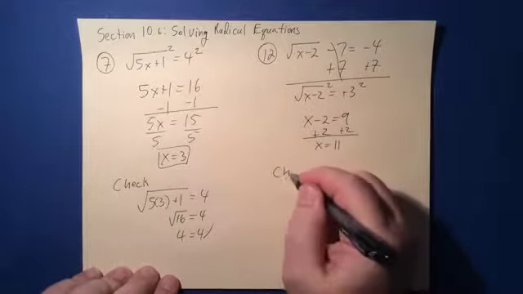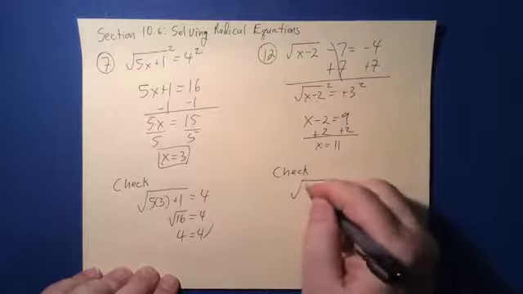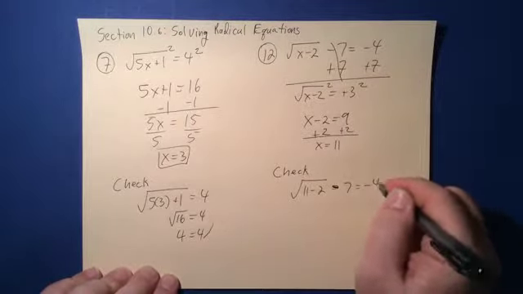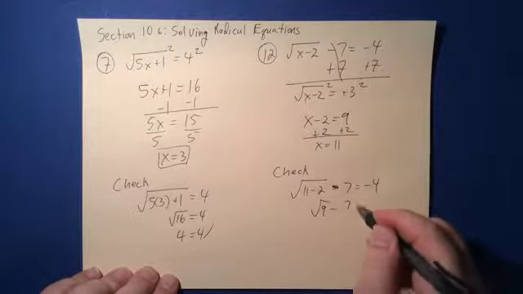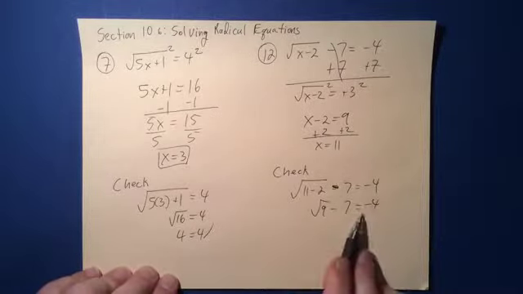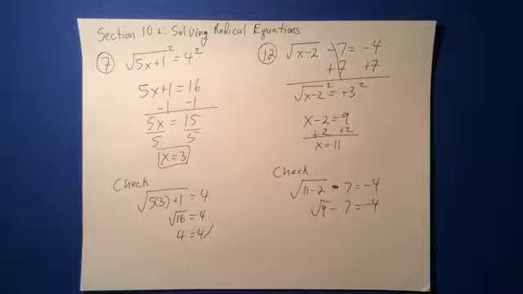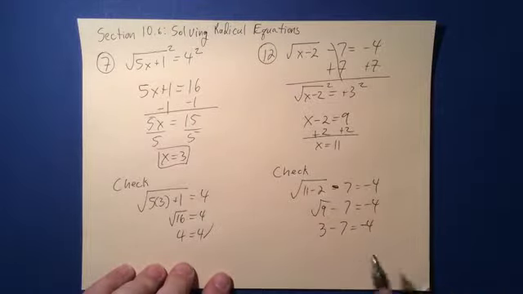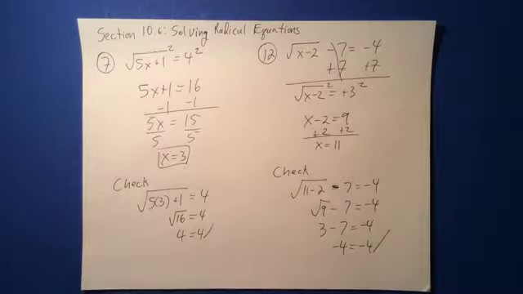Again, we want to be sure to do a check of this. So in place of x, we're going to put 11: the square root of 11 minus 2, minus 7 equals negative 4. 11 minus 2 is going to be the square root of 9. And we put it into the original form of the problem, not anything that we've adjusted, because we may have made a mistake along the way. So we put in the original problem, and sure enough, 3 minus 7 is equal to negative 4. Our solution does, in fact, check out for this.